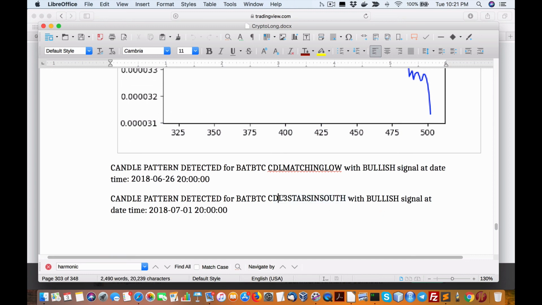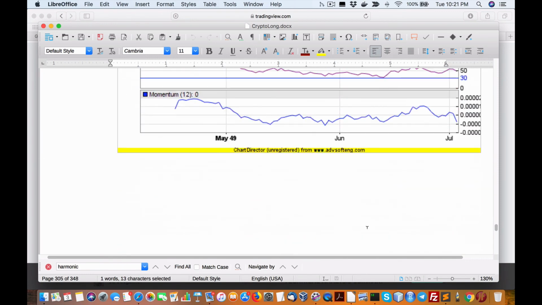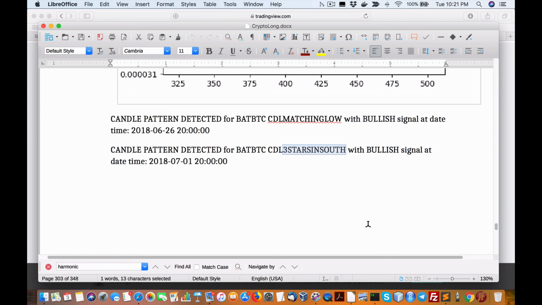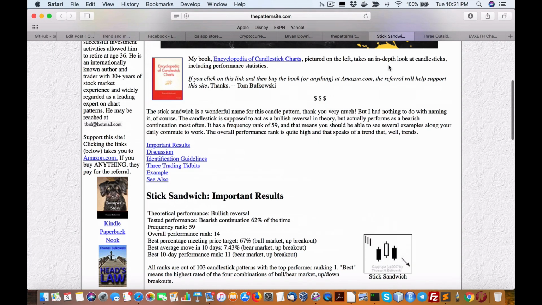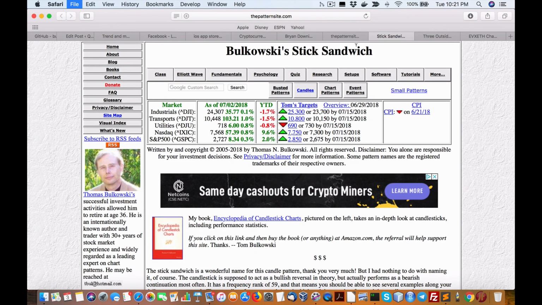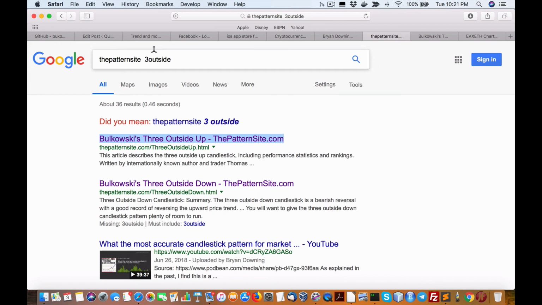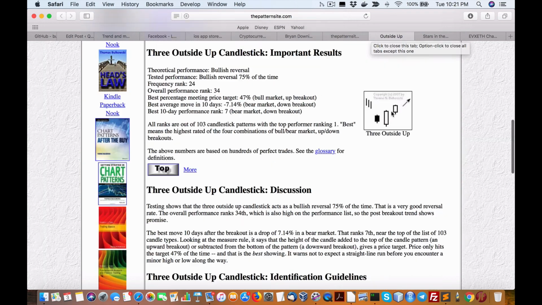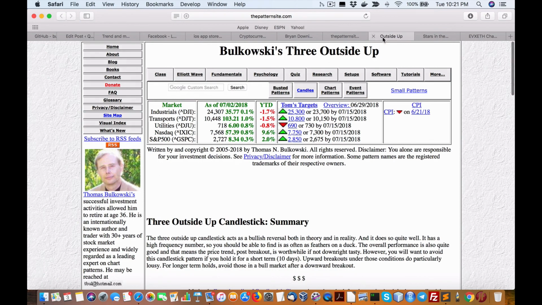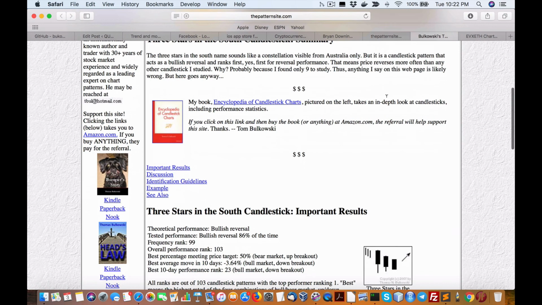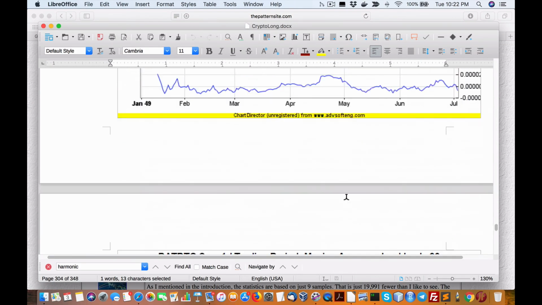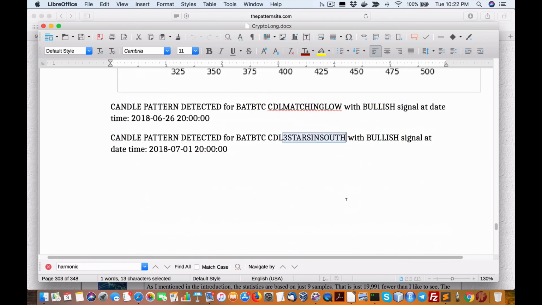And that was, what kind of, that was a three stars in the south. I don't think that has a lot of reliability, that particular pattern. Three stars in the south, if I remember. So down, three down. That was for what day? Candlestick, July 1st.